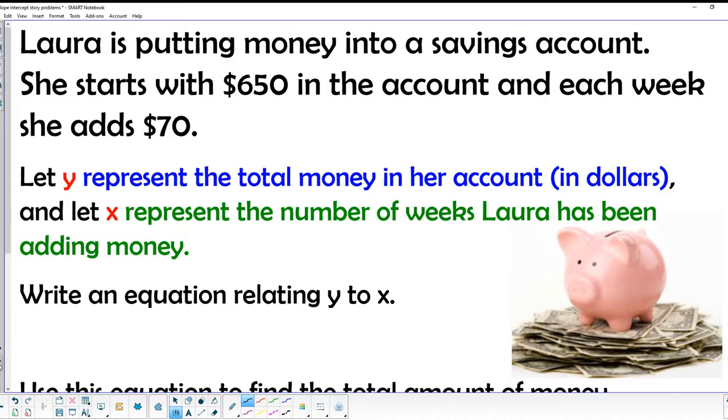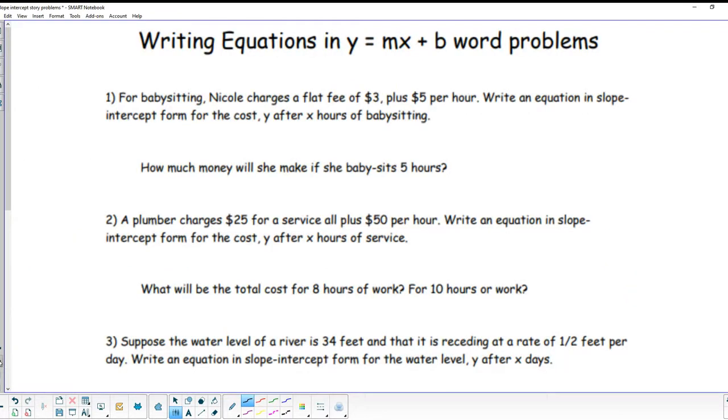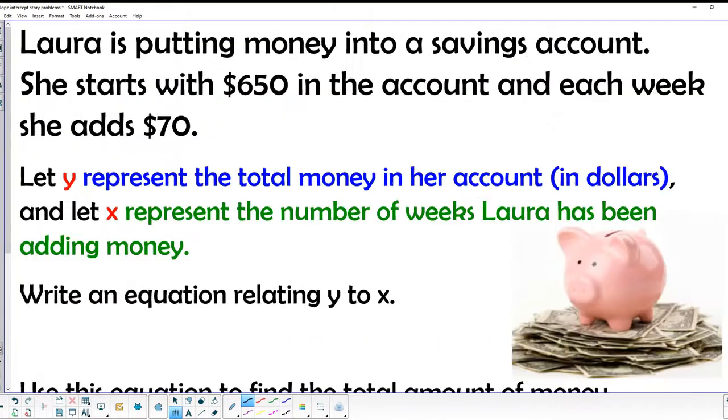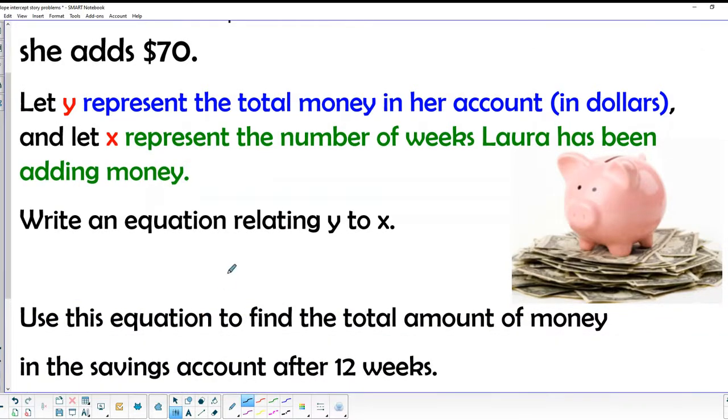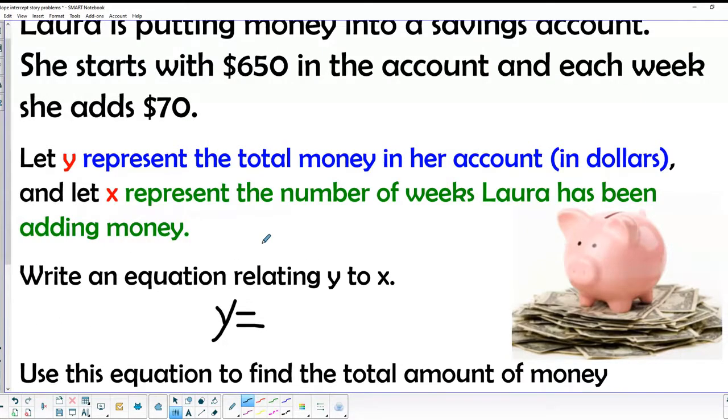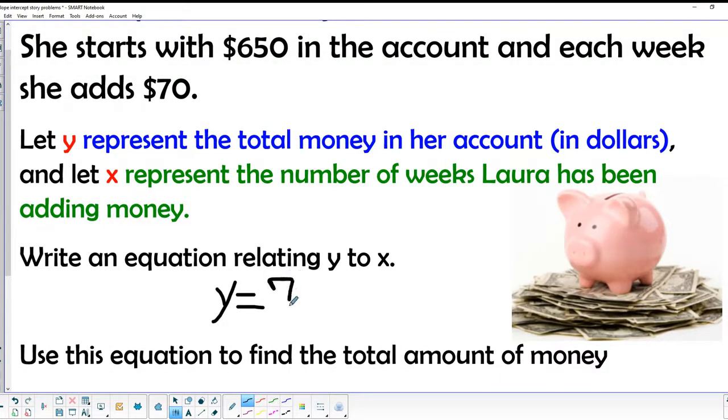All right, so let's just see, how many more examples do we have? Okay, we've got 2 more examples here. So Laura is putting money into a savings account. She starts with $650 in the account, and each week she adds $70. So let's let Y represent the total money in her account, and let X represent the number of weeks Laura has been adding money. So Y equals, and she's putting $70 each week, so 70X plus $650.